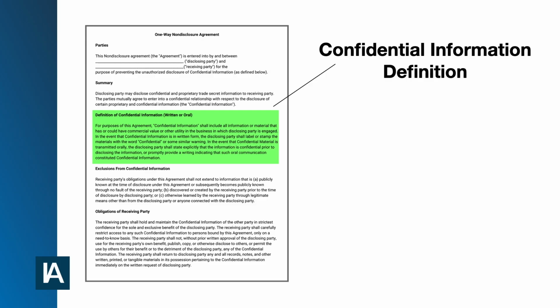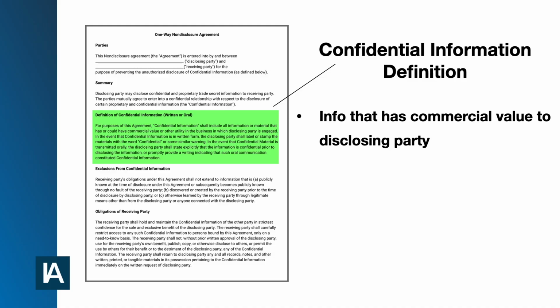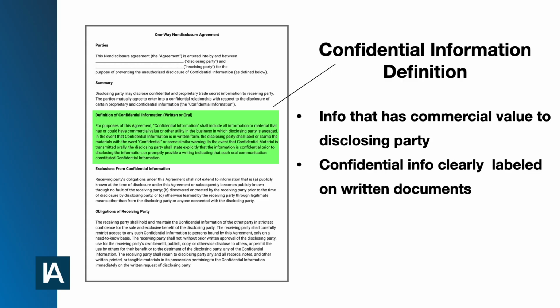The next section goes on to define confidential information, saying that it includes all information or material that has commercial value to the disclosing party, which again is you. It also goes on to state that if the confidential information is in written form, the disclosing party shall label or stamp the materials with the word confidential or some similar warning. For example, anytime I send drawings of my products to a manufacturer, I make sure to label them confidential with a red stamp.